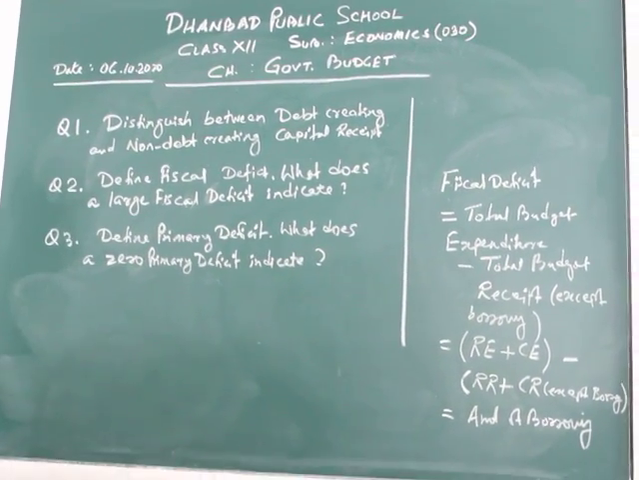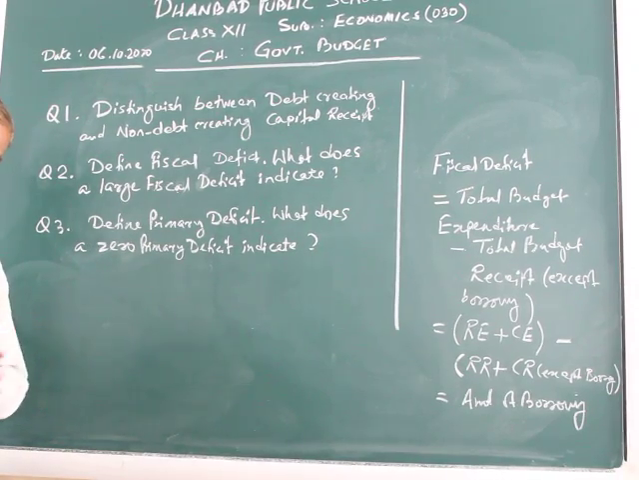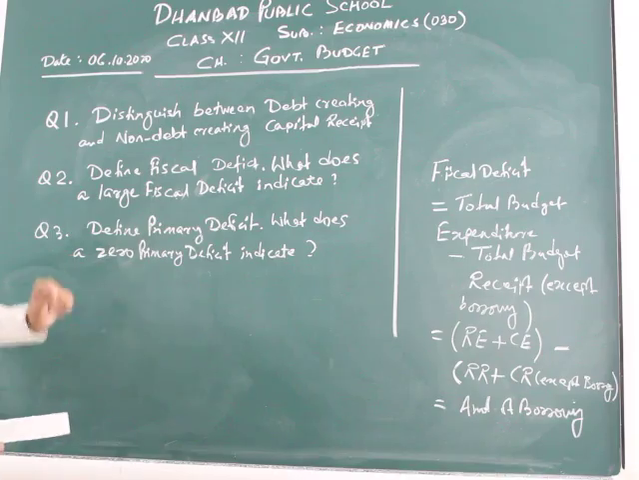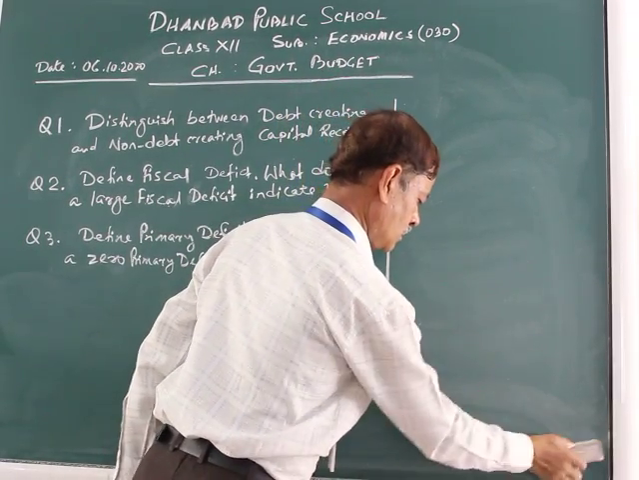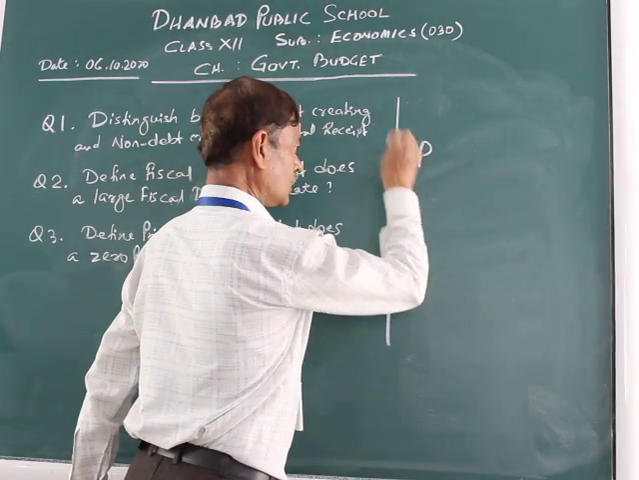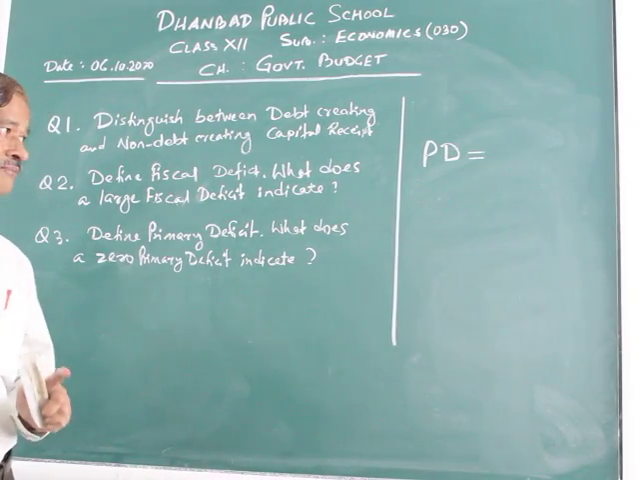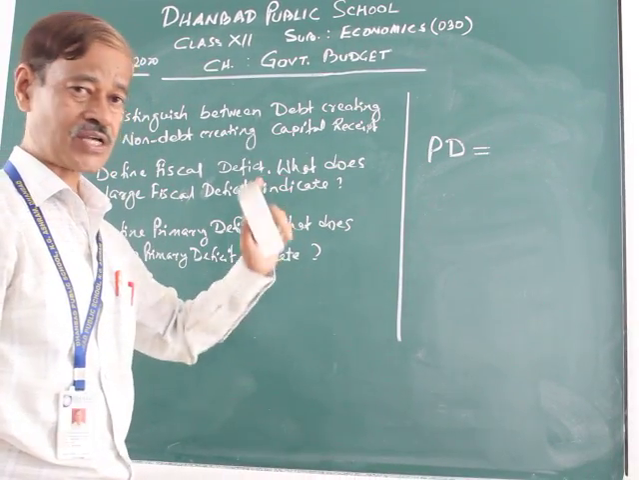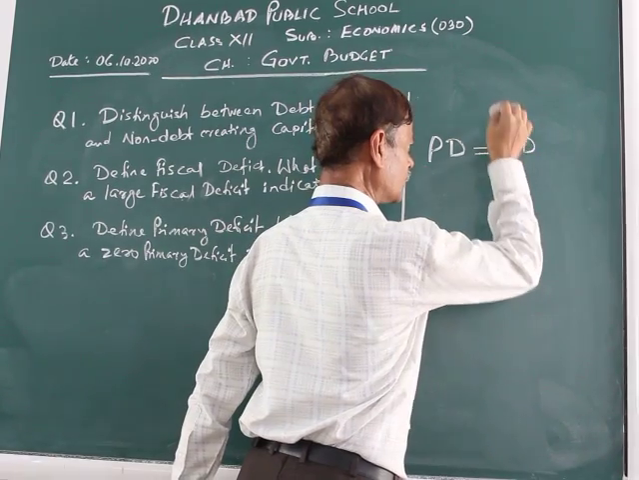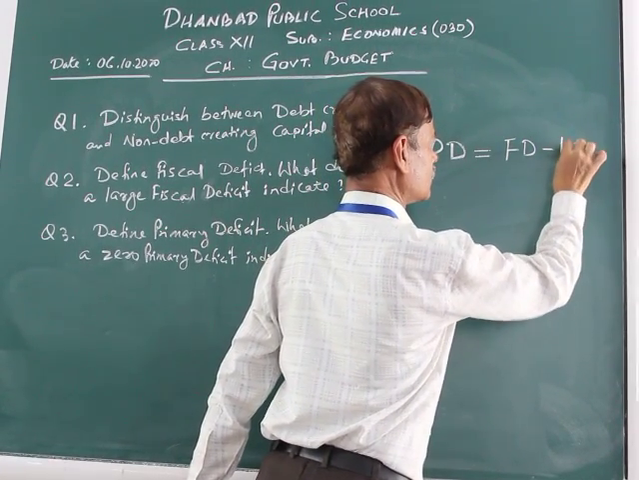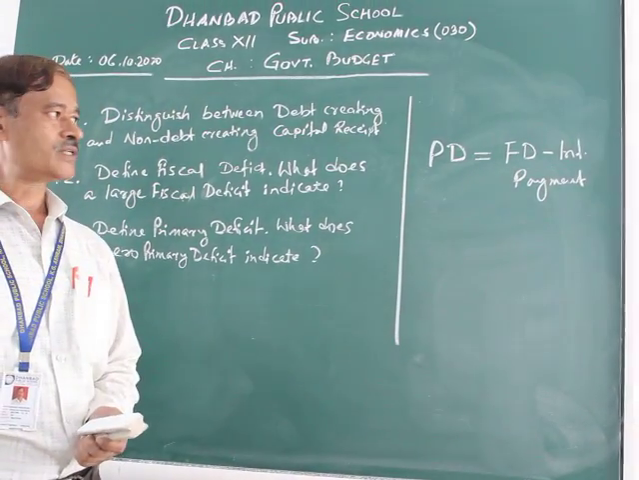Now come to the third question. Define primary deficit. What does a zero primary deficit indicate? A zero primary deficit or a very low primary deficit indicates what? So again, let us come to the definition of primary deficit. Primary deficit is defined as the excess of fiscal deficit over interest payment. That is, primary deficit is equal to fiscal deficit minus interest payment.